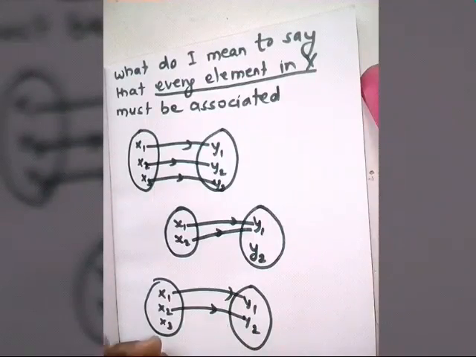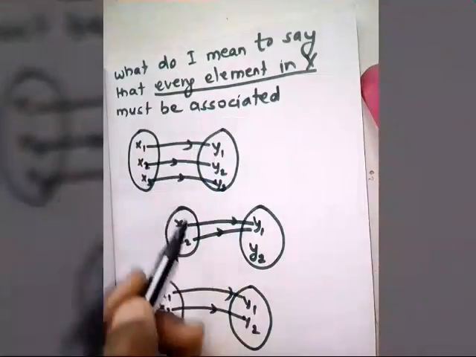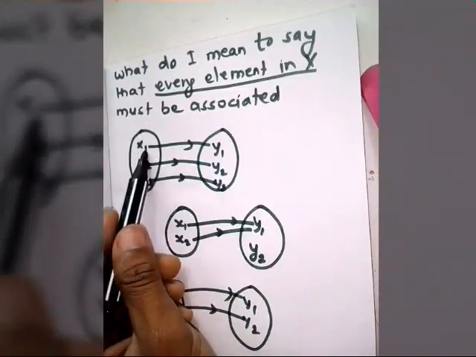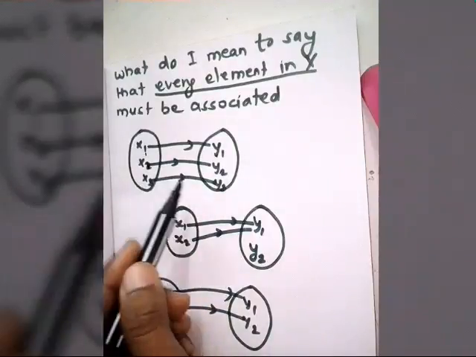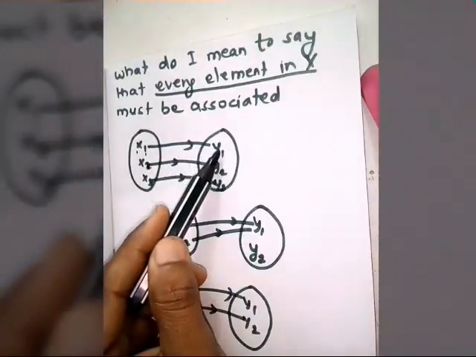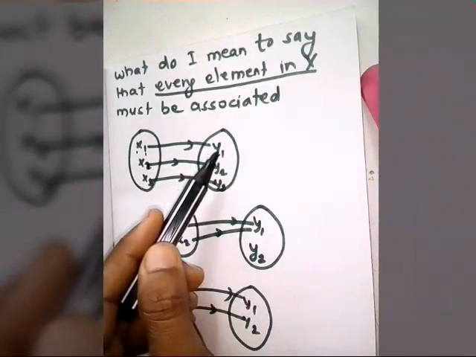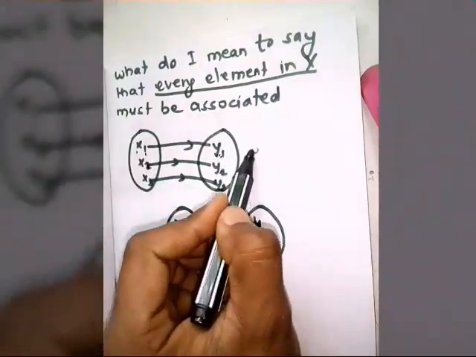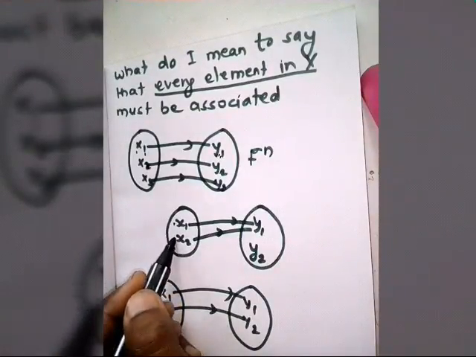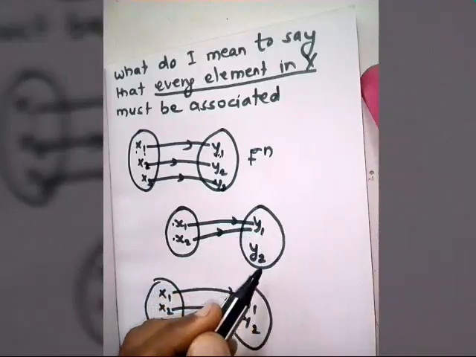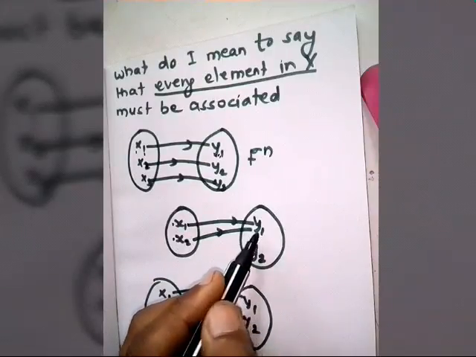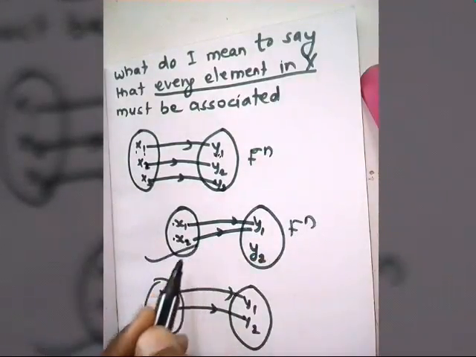Now what do I mean to say that every element in x must be associated? To clarify this, I have made three examples. In the first example, x1 is connected to y1, x2 is connected to y2, x3 is connected to y3. Clearly you can see that each element is associated with a unique element in y, so this is a function. Definitely this is a function. In the second case, x1 and x2 are also connected with an element in y, so they both have a unique element in y, so this is also a function. We also consider it as a function.